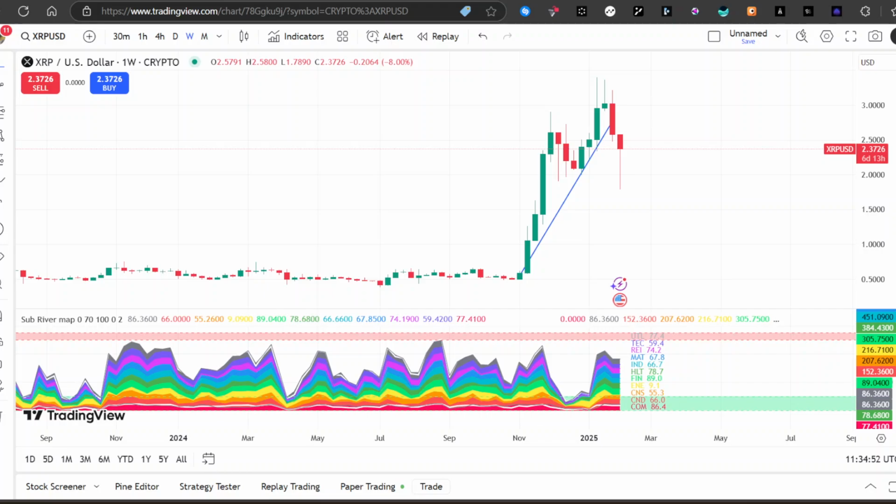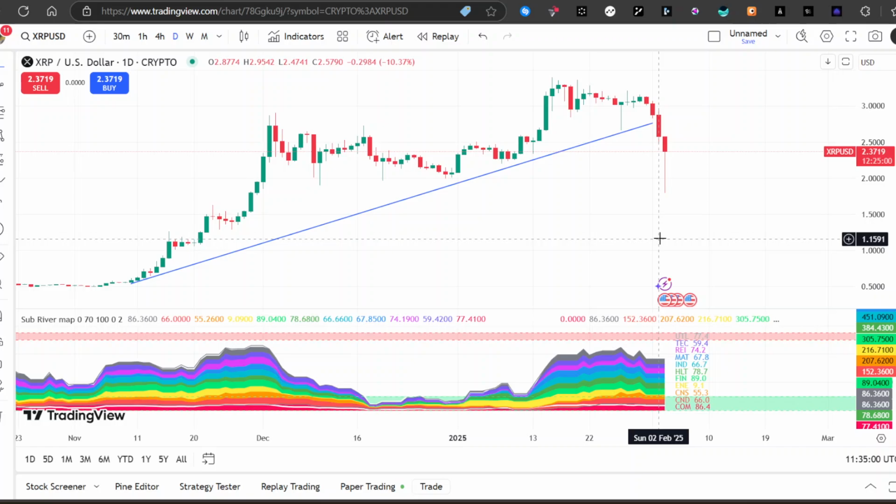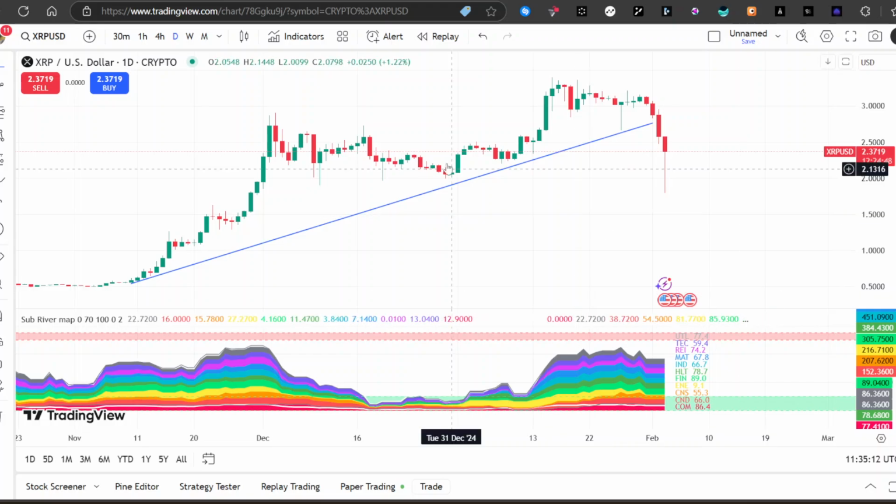Also, avoid trading against the trend. If market breadth is showing strong bullish momentum, avoid shorting blindly. Also, watch for divergences. If the market is rising but the breadth is falling, a reversal could be near. And always backtest before using it live. Before relying on market breadth in real trades, test it in a demo account to understand how it behaves.